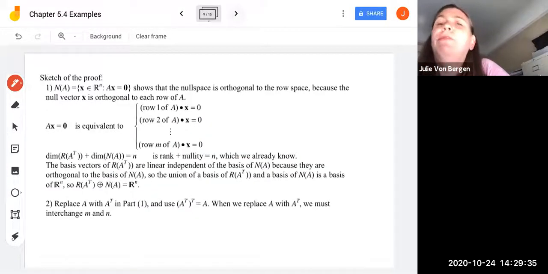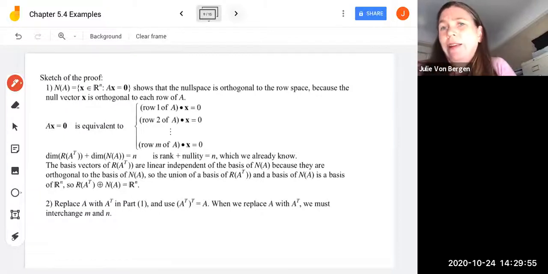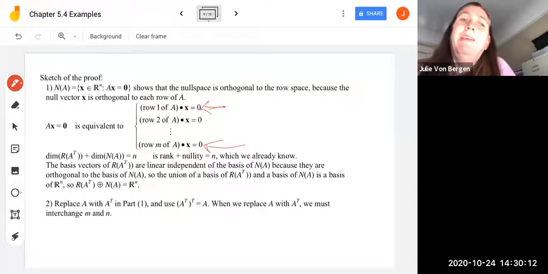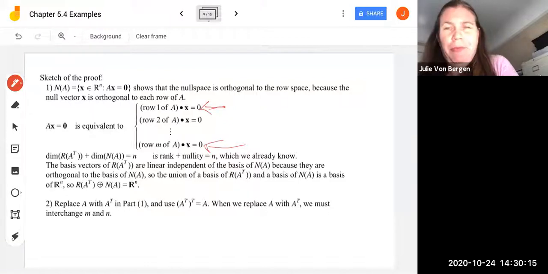So here's a sketch of the proof. So the null space of A is all the x values in Rn such that Ax equals 0. And so that shows that the null space is orthogonal to the row space because the null vector x is orthogonal to each row of A. So saying Ax equals 0 is equivalent to saying row 1 of A dot x equals 0, row 2 of A dot x equals 0, all the way through row M of A dot x equals 0. So these are dot products. I said times, but I meant dot products because you'd multiply and then add up for each element.